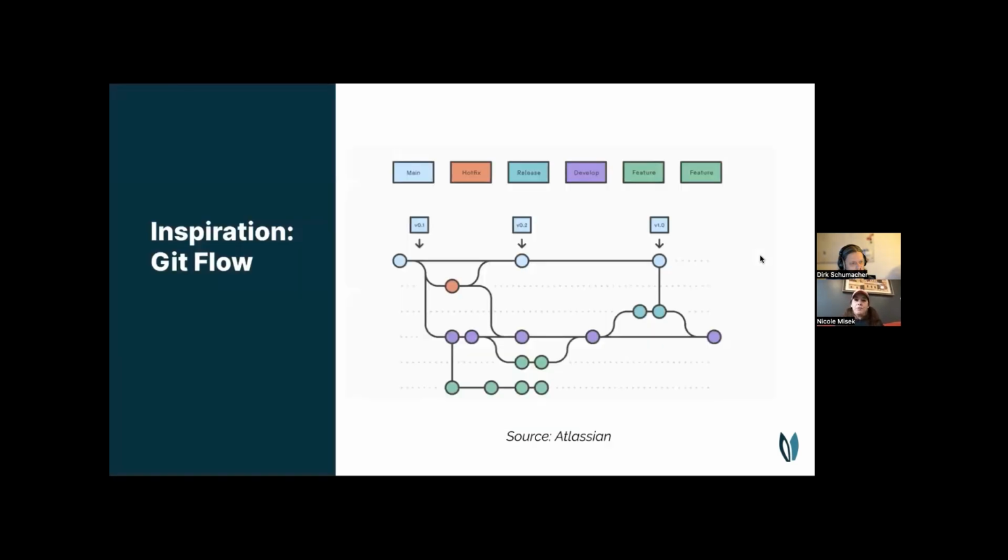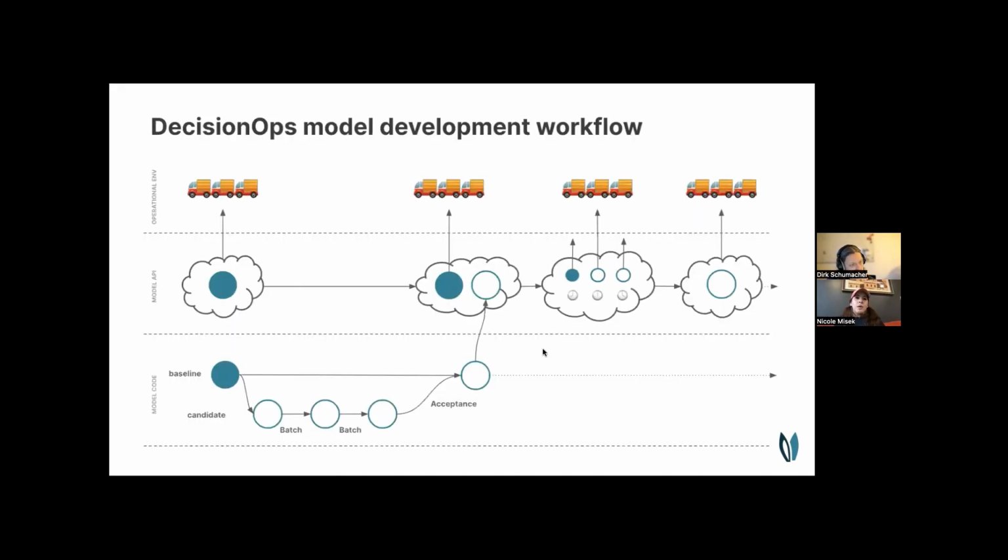So now how do they all fit together into a workflow? We were inspired heavily by the Git flow. I'm sure most people have seen this visual from Atlassian, which just demonstrates the process of working on a code base with version control. So now we move into the decision ops workflow that we think about here at NextMove.